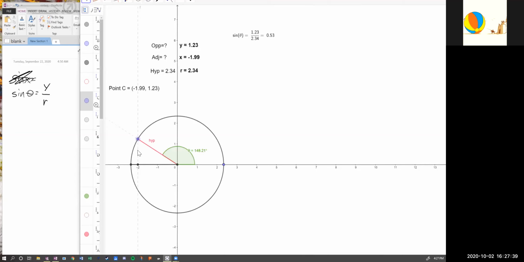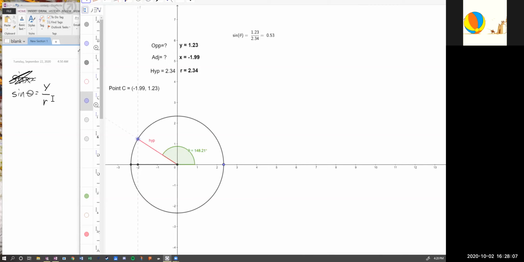It's still the y value divided by the r value. So it's still that y value, the 1.23, divided by the r value, which used to be the hypotenuse, so divided by our radius. So that y divided by radius, that is still our sine value.